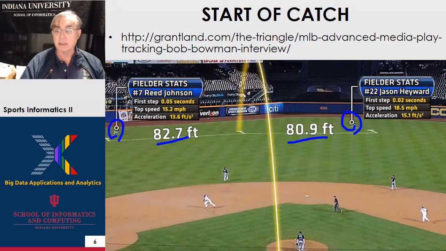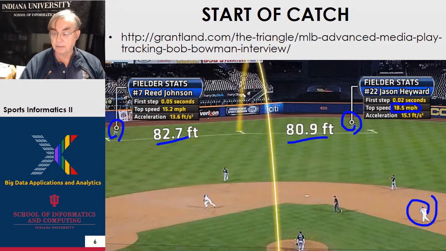This fellow actually, remember some of the other people at top speeds are over 21 miles per hour. Here we only got to 18.5 miles an hour. But they start pretty quickly. Their reaction time is very good. And this fellow is obviously traveling faster and accelerating faster. But maybe this fellow just slowed down because he could see that Heyward was going to be the one who caught it. And here we have, of course, these runners here.